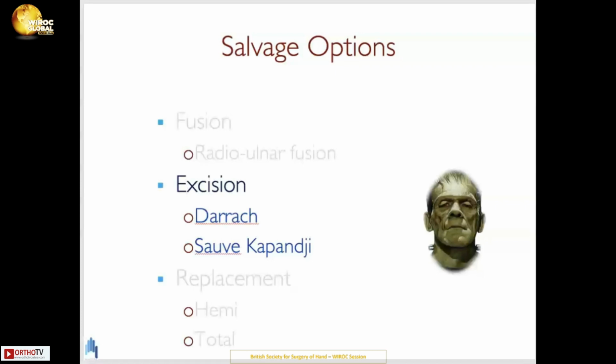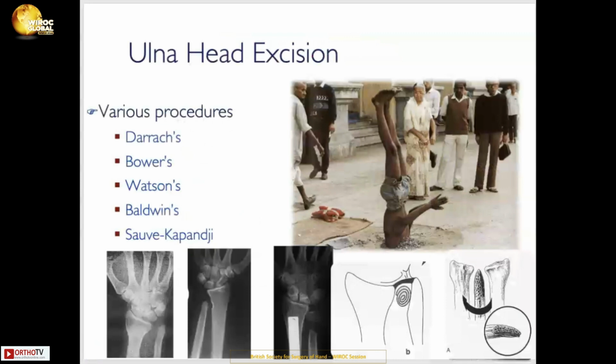Excision arthroplasty, well, Darrach and Sauvé-Kapandji are the two eponymous names most known. I have put Frankenstein's monster's head there for a good reason, because these are, or can be, monstrous operations if you do them in the wrong people. There's actually various procedures. They've all got various people's names on them, but they all involve destroying that quadrilateral joint of the forearm.